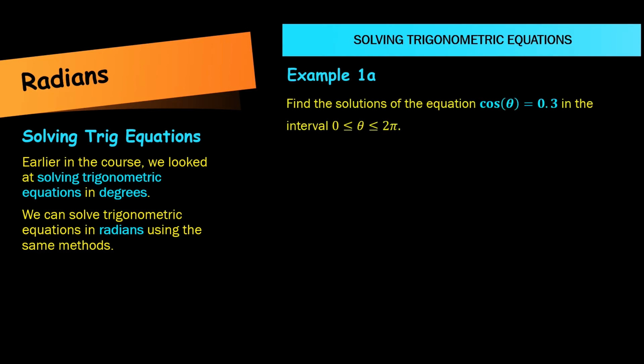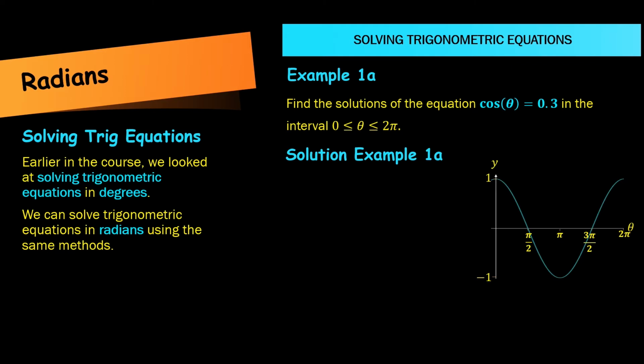Pause the video and have a go. Press play when you're ready to view the solution. So let's solve this. We are required to find the solutions of the equation cos theta equals 0.3 in the interval 0 is less than or equal to theta is less than or equal to 2 pi.